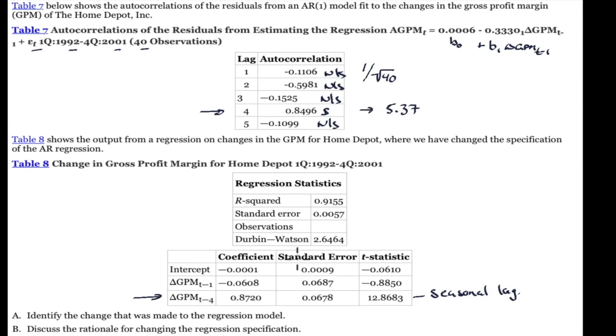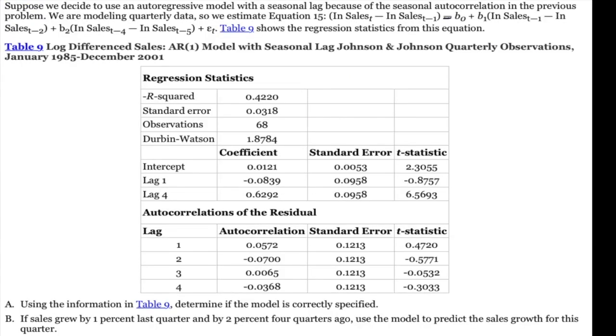Then once the seasonal lag was entered in, what do we have? We don't have any of the autocorrelations. The question is just asking what's the rationale for doing that. Well, that's the rationale for doing it. There we go.